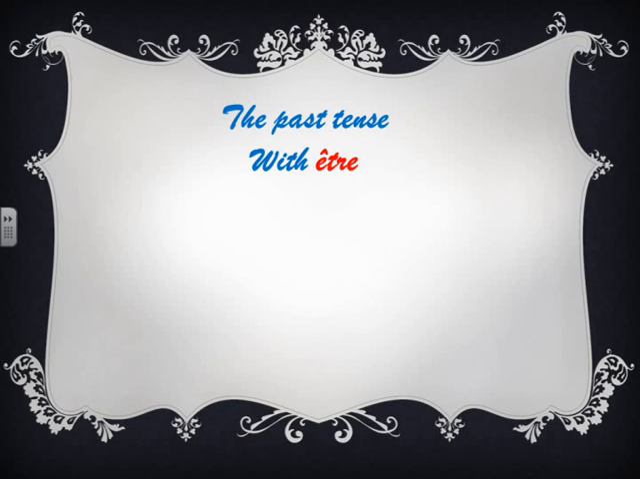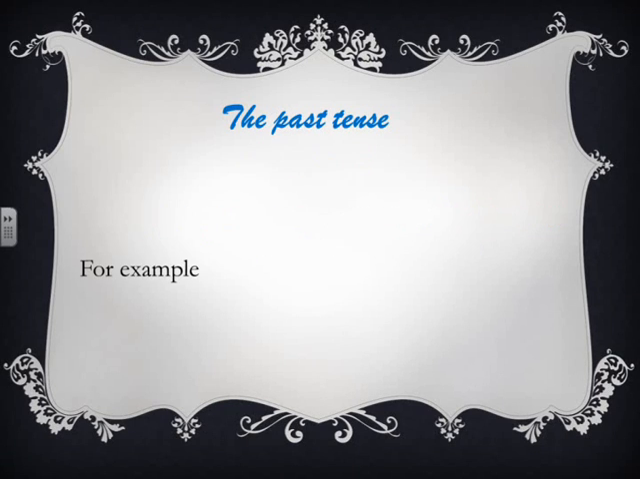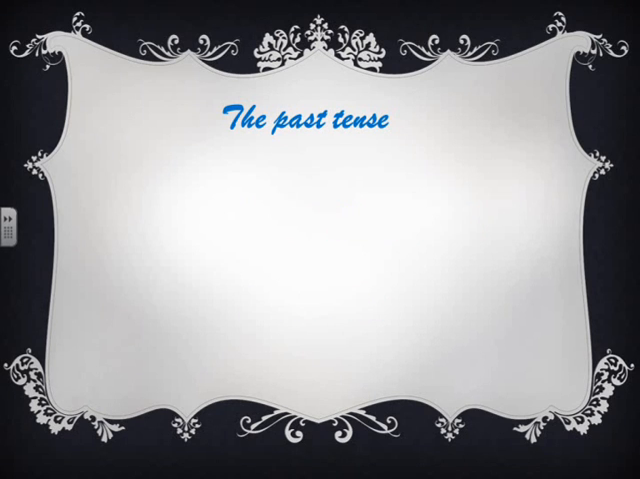Hello, today we are going to look at the past tense with être. The past tense is used to express an action in the past which happened on one occasion. For example, I stayed or I have stayed. There are two ways of saying it in English. In French, it is je suis resté.